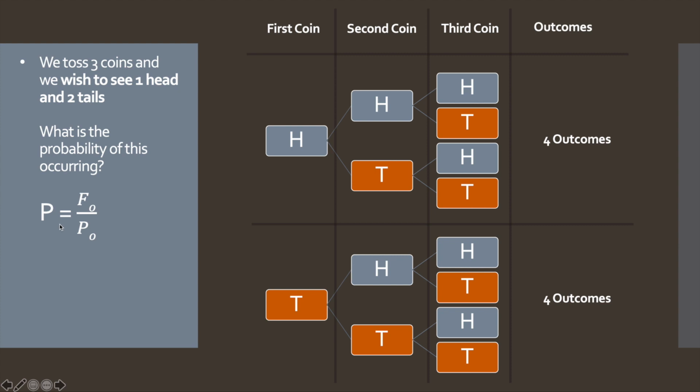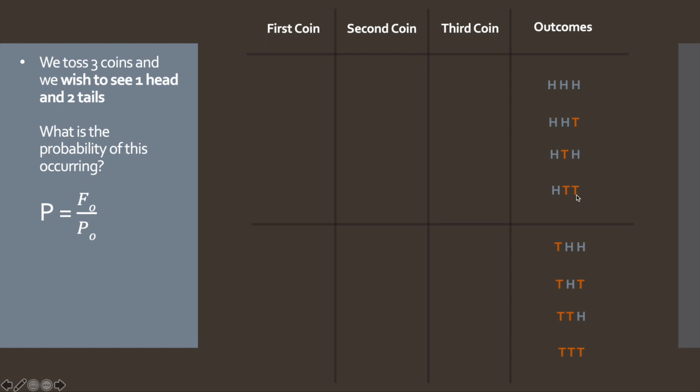So remember that theoretical probability is calculated by probability equals the number of favorable outcomes over the number of potential or possible outcomes. So we have 8 potential outcomes in total. We don't know the number of favorable yet. We'll have to add that up. Again, the favorable is 1 head and 2 tails on any given 3 tosses. So right now we've got the bottom part here.